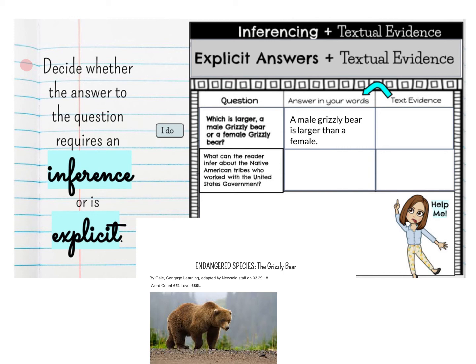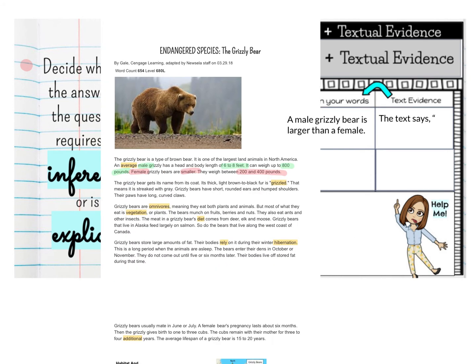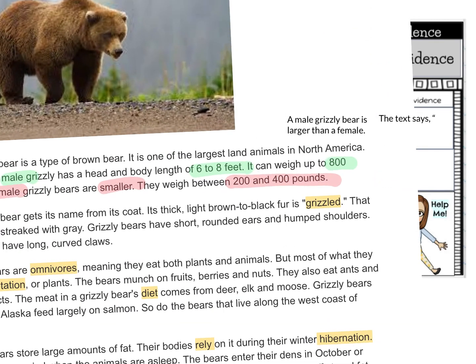So now I'm thinking about how I can prove that answer straight from the text. I already went back and found the highlight. Now I just need to write it using one of those sentence starters that we've learned from our interactive notebook. So let's see if I can go ahead and do that. I'm going to use the sentence starter. The text says, comma, and then I'm going to write open quotation marks. And I'm actually going to go straight back and write it word for word to prove my answer.